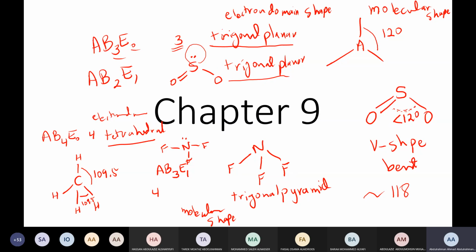What will be the angle in here? It's not 109.5. It should be less than 109.5. It's actually close to 107. Is this clear? Very good. Now, let's do something else.